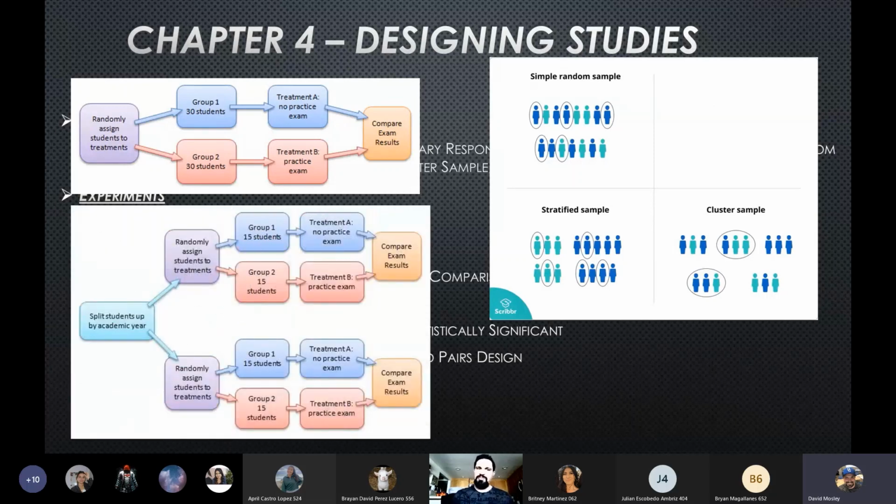A form of completely randomized design would be our block design, where we group students first by grade level, right? And then they randomly get assigned to group 1 or group 2, and then we randomly assign which treatment goes to group 1 or group 2 within each block, and then we compare the results.